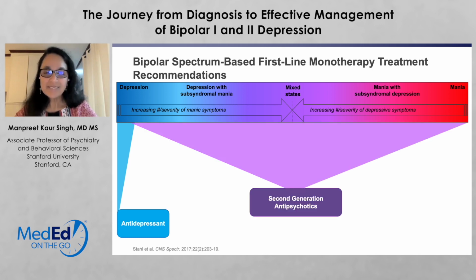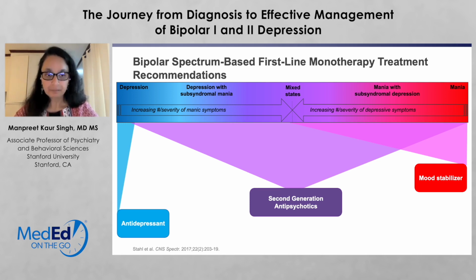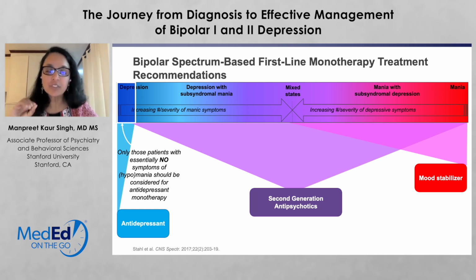But when you see any evidence of mania or hypomania symptoms, then you might ask yourself, are they coinciding and overlapping with depressive episodes? Might second-generation antipsychotics in that context make sense? Or am I doing an acute mood stabilization of someone who is floridly manic, who might need to be on a mood stabilizer to begin with, and then continue from there? Only patients with essentially no symptoms of mania or hypomania should be considered for antidepressant therapy.